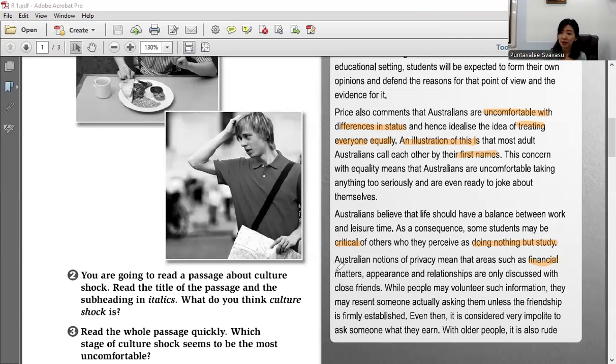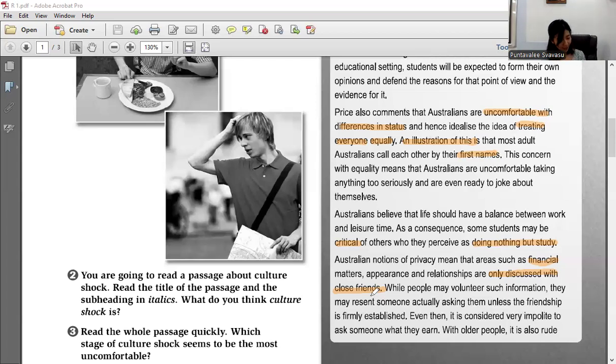Number 5: the main focus would be financial issues, financial matters. And here in the text, only discussed with close friends. But number 5 says discuss with people you do not know well, meaning you can talk to anyone, even someone you don't know well. So this one is false, because this one says you must talk to close friends and that one says you can talk to anyone. It's the opposite.